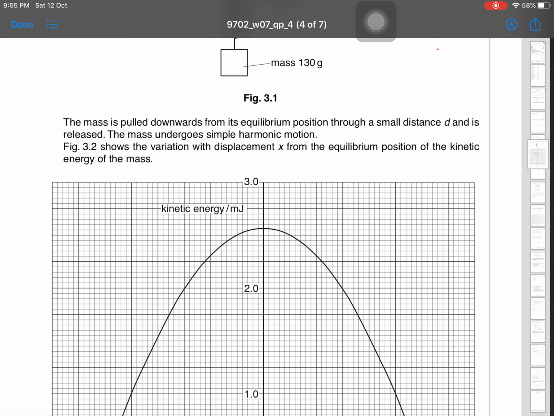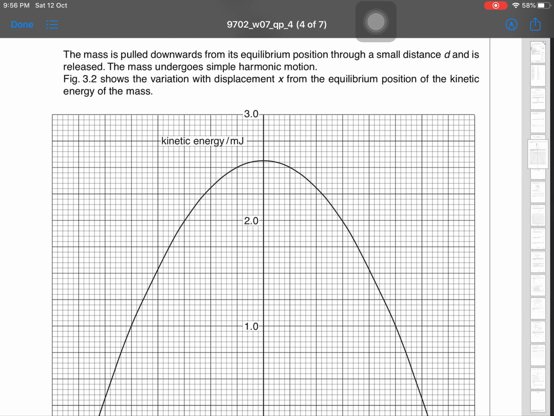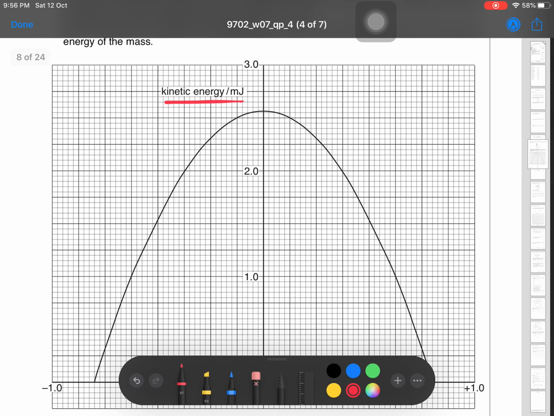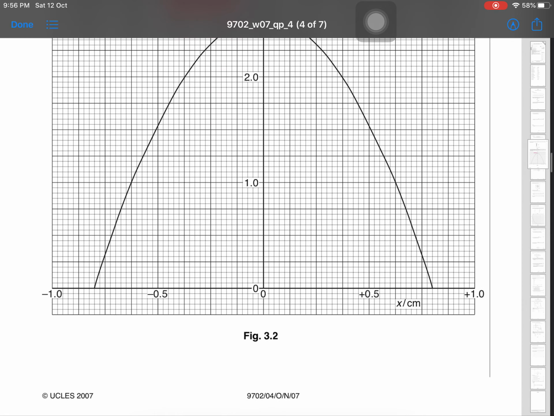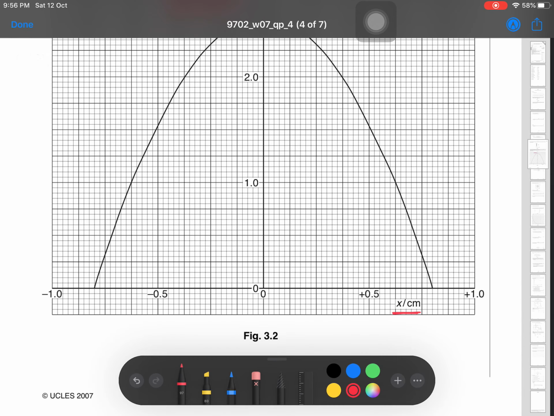The mass is pulled downwards from its equilibrium position through a small distance d and is released. The mass undergoes simple harmonic motion. Figure 3.2 shows the variation with displacement x from the equilibrium position of the kinetic energy of the mass. We have the graph, with kinetic energy in millijoules on the y-axis, and the displacement on the x-axis in centimeters.